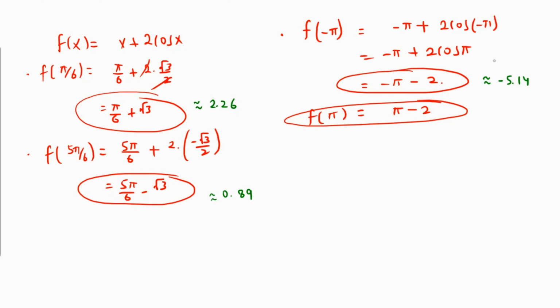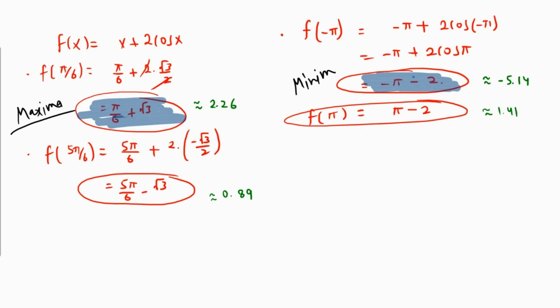And finally, we have pi minus 2, which is close to 1.41. So we can very evidently see that the maxima is this number. So I'm going to highlight this. This is the maxima, and minima is this particular number. So I'm going to write over here that this is the absolute maxima, and this is the minima.